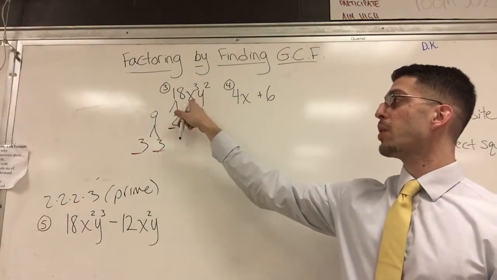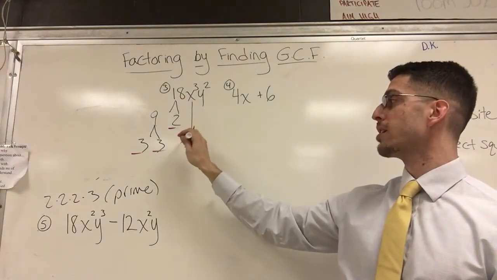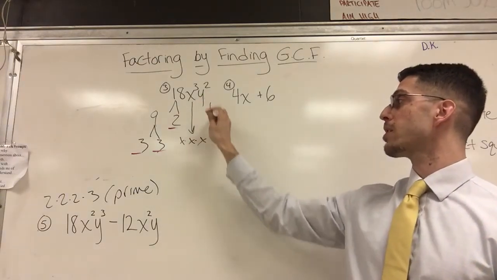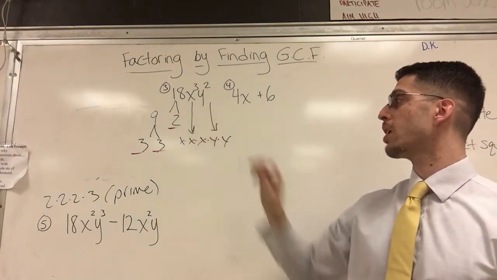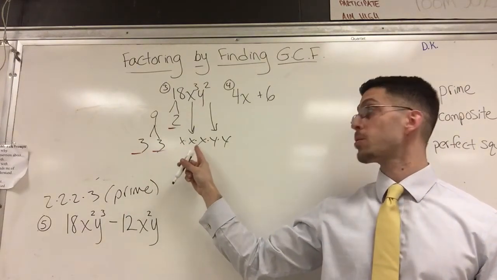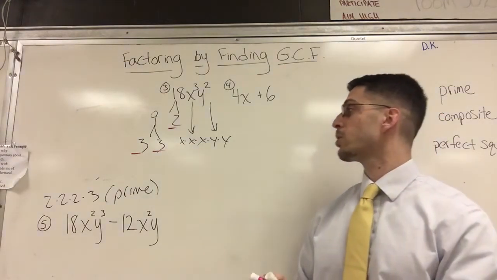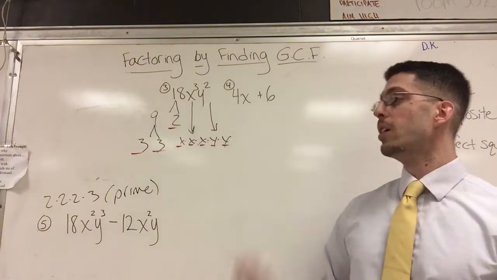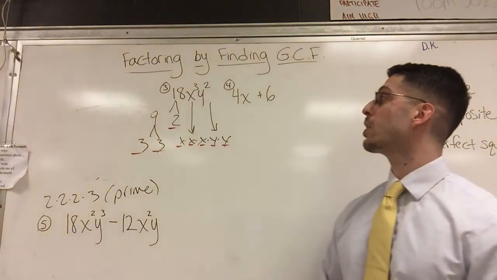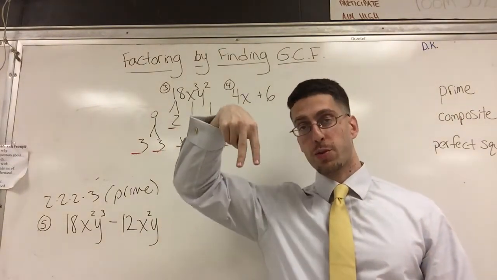But x to the third, I want to break that down too. So that is actually going to break down as x times x times x. And y squared, I want to write as y times y. So my final answer would be 3 times 3 times 2 times x times x times y times y times x times x times x times y times y. All right? This is called writing it in factored form. We're good? That is factored form using a factor tree.